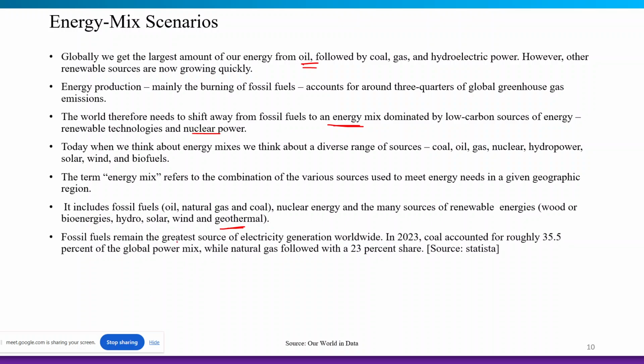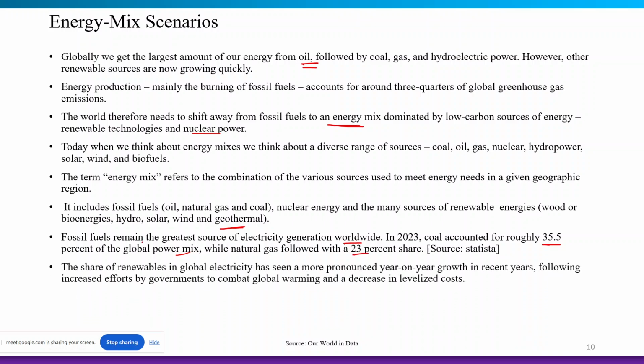So, fossil fuels remain the greatest source of electricity generation. It is happening worldwide. We have also seen the graph that in all of the countries, fossil fuels are the main source of electricity generation. Now in 2023, coal accounted for roughly 35.5% of the global power mix, while natural gas followed with a 23% share. The share of renewables in global electricity generation has been more pronounced over recent years, when a lot of research is going on.